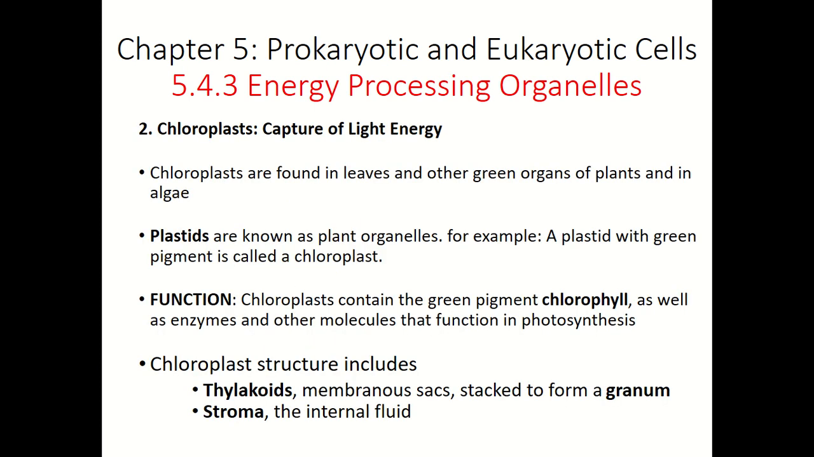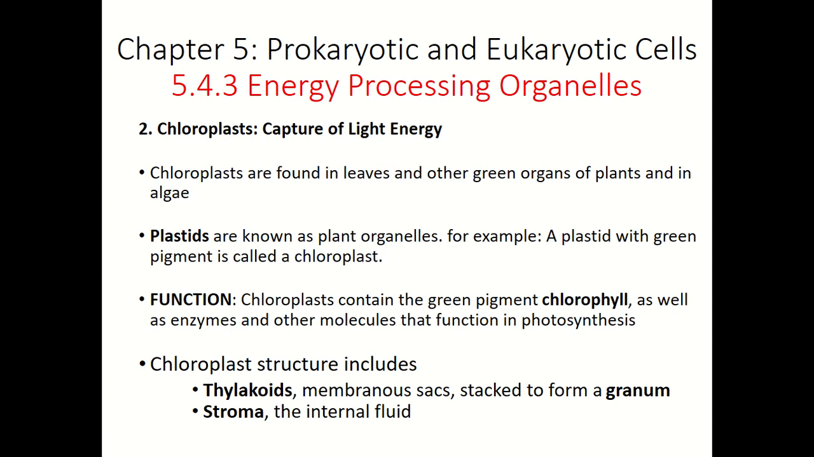So next, chloroplast, the site to capture light energy. Chloroplast can be found in leaves and also other green plants, and plastids are known as plant organelles. For example, a plastid, which is referred to as a photosynthetic prokaryote with green pigment, is called a chloroplast. So chloroplast is a plastid.